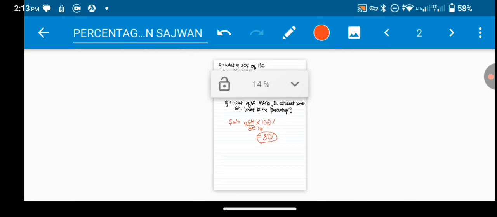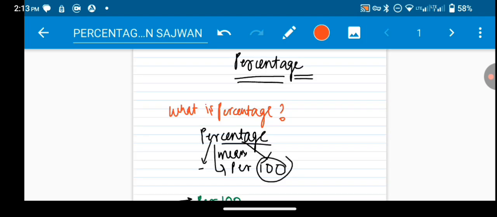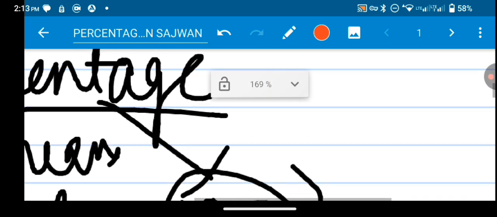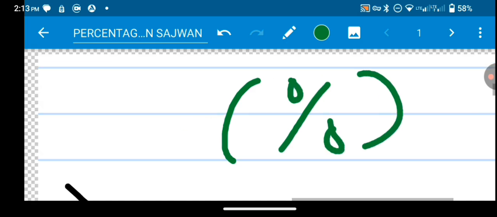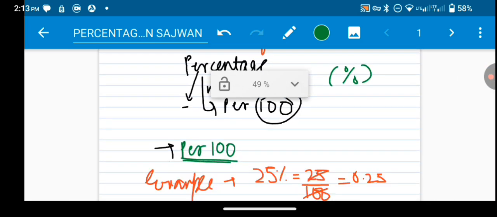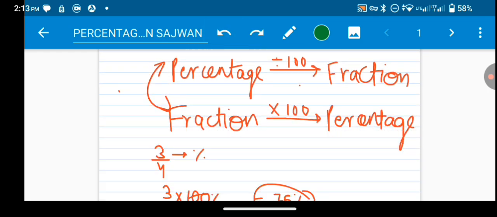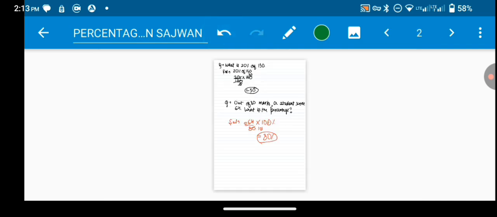So in this way we have covered 2 questions based on percentage. One more time I am telling you what percentage is. Percentage is derived from 2 words, per and cent. Percentage is denoted by this sign. Percentage means per 100. Now I told you about conversion of percentage to fraction and fraction to percentage. Then we moved on to 2 questions.